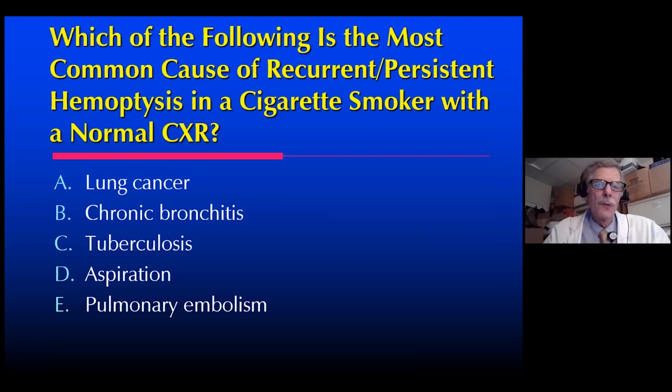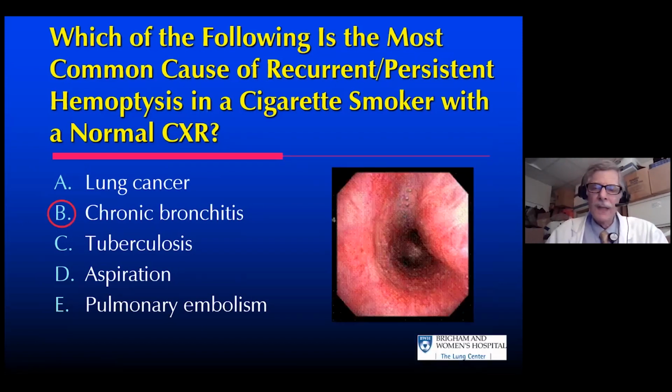What if the x-ray is normal? And here's our question for the boards. What's the most common cause of recurrent or persistent hemoptysis? This is in a cigarette smoker where we did a normal chest x-ray. Here are our choices: lung cancer, chronic bronchitis, tuberculosis, aspiration, pulmonary embolism. And the correct answer, I'm clear in my mind, is chronic bronchitis.